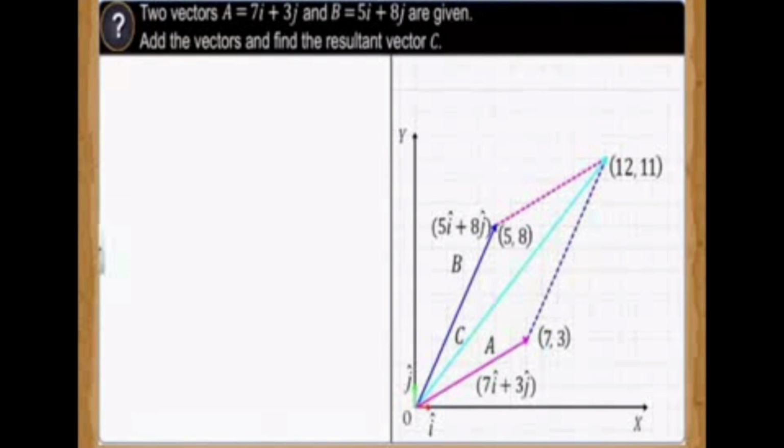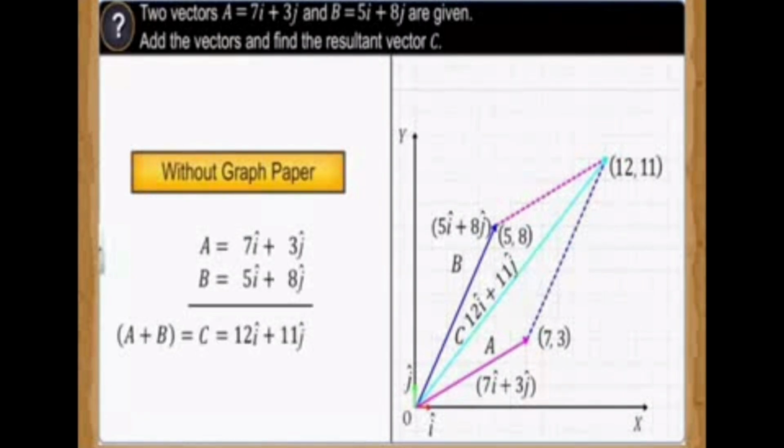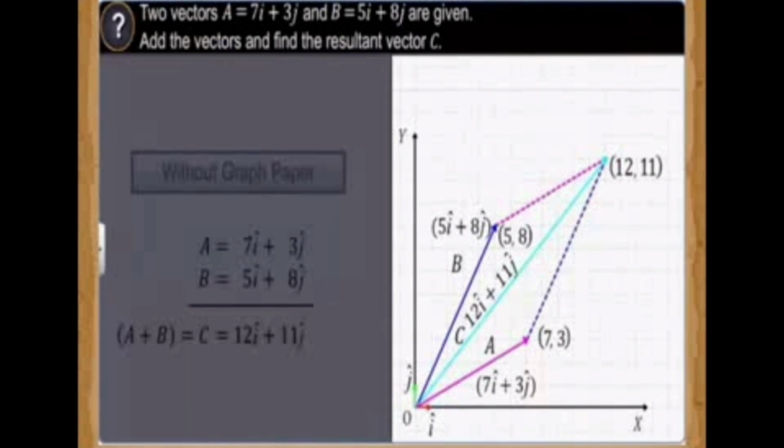You can do that in the ordinary method also. Here they are adding the i component, that is the x component, 5 plus 7, and the y component, 8 plus 3, that is 11. That will give the direction. So without a graph, we can add by the ordinary algebraic method. So this is a method of calculating the addition of two vectors. This is the ordinary algebraic method. Okay, so these are addition of vectors in two dimensions.